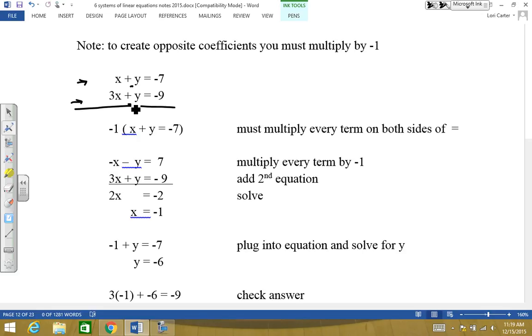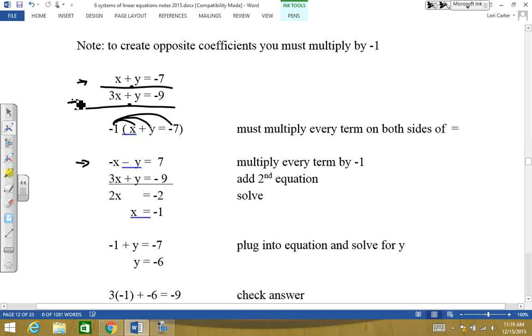So I take negative 1 times the top equation. You're multiplying a negative 1 through. What am I really doing to everybody's sign? I'm changing it. Positive becomes negative, negative becomes positive. So now my new equation is negative x minus y equals 7.